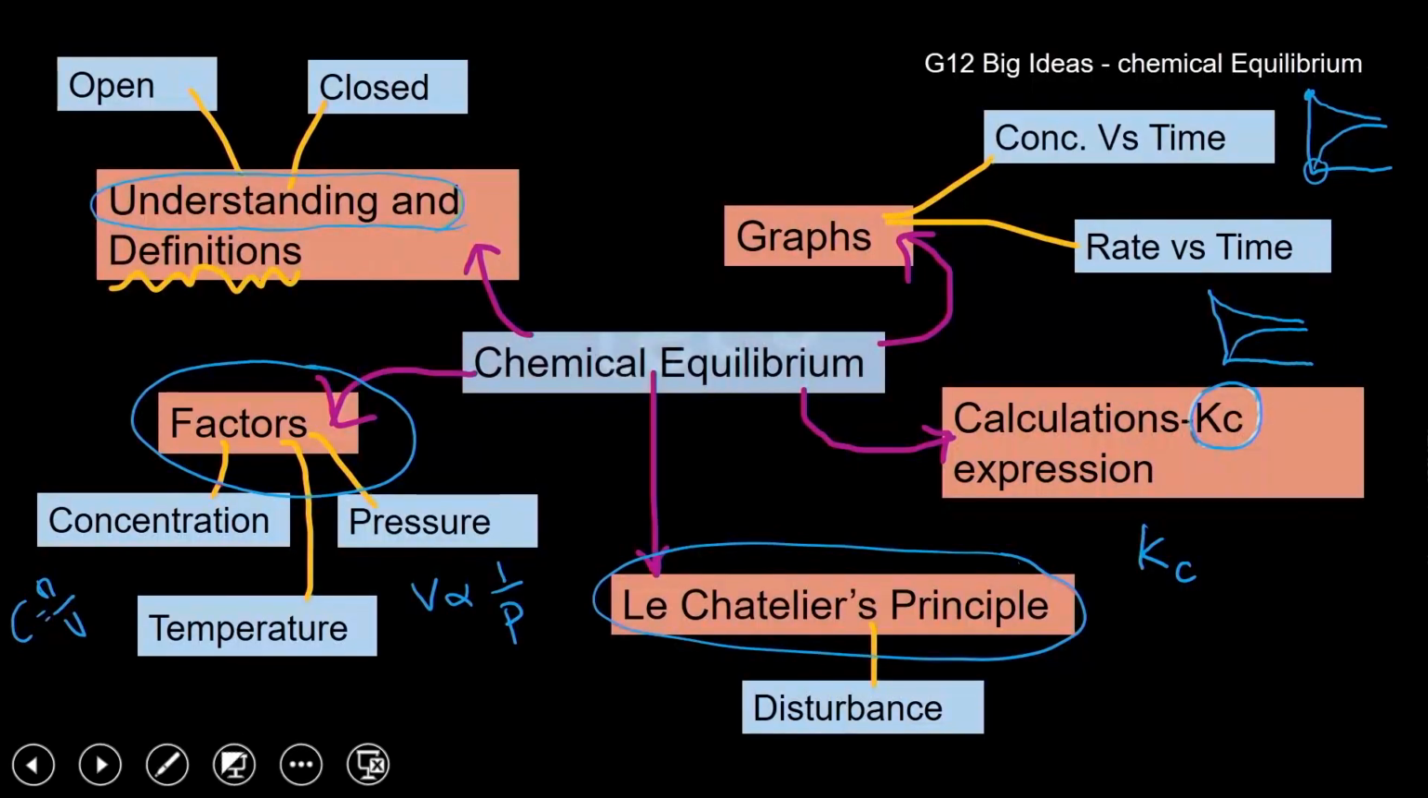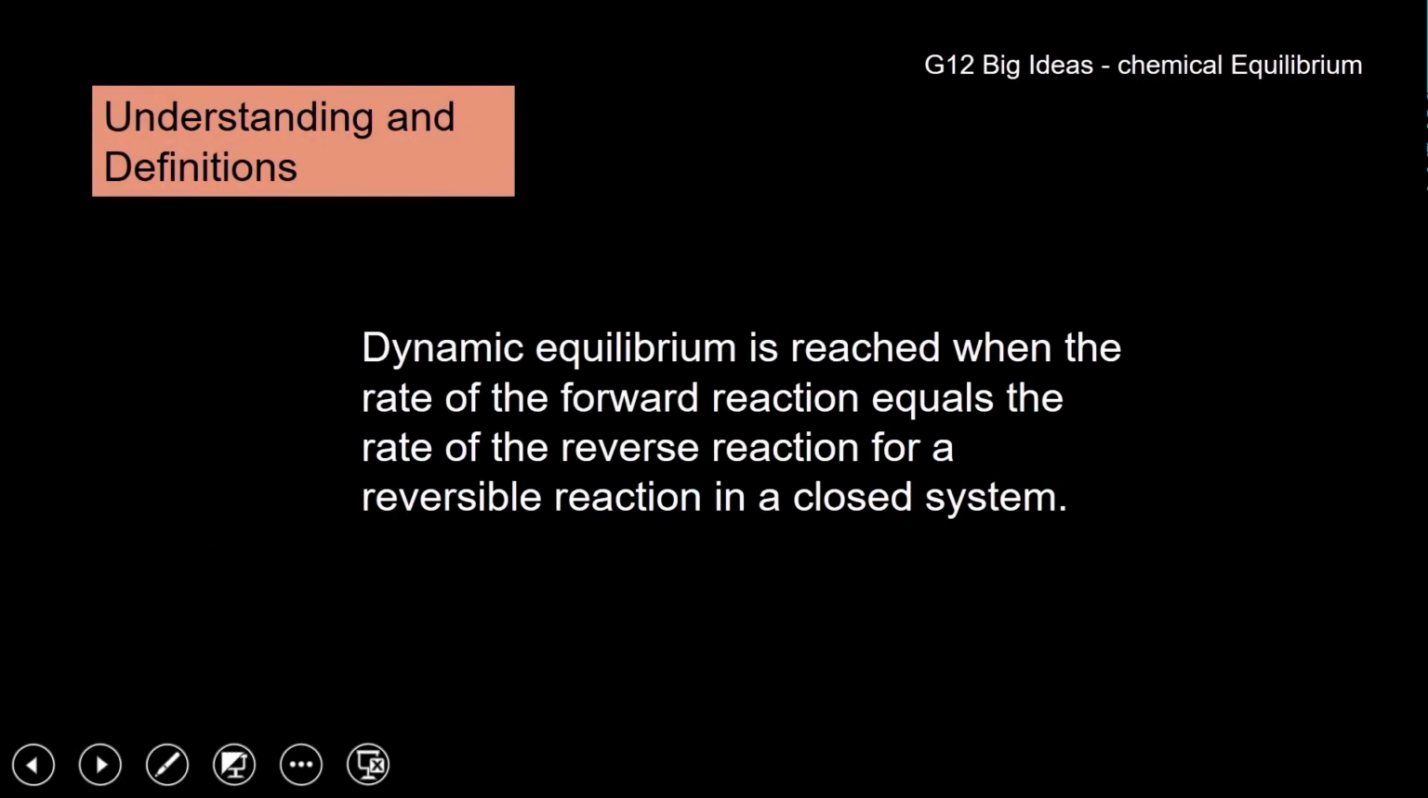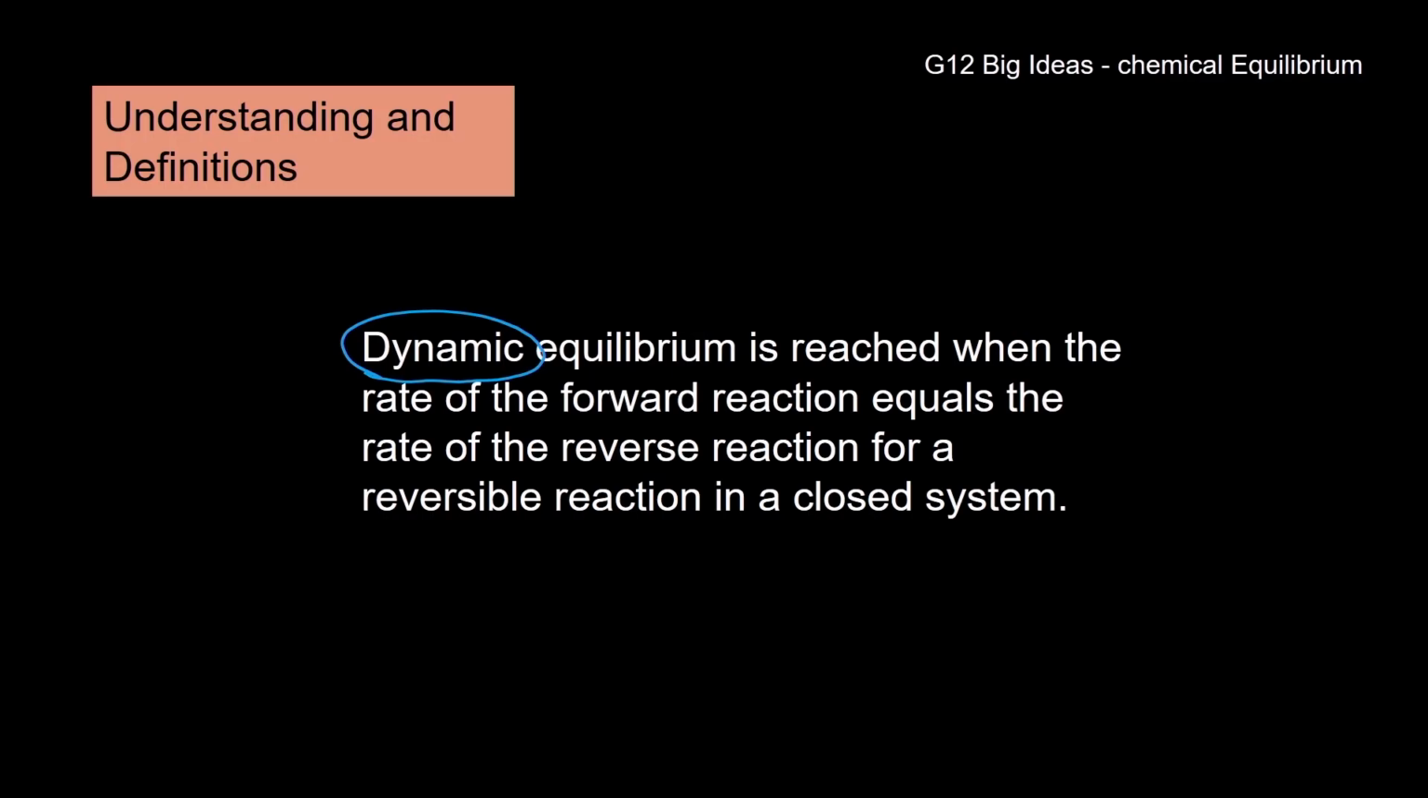Let's continue now to our first big idea about how do we write the definition for dynamic equilibrium. So dynamic equilibrium is telling us that this equilibrium is moving all the time. We might look at the vessel and think, this isn't moving, there's no reaction happening here. But actually something is. There is a forward reaction and there is a reverse reaction, and that is why it is called dynamic. It is moving.